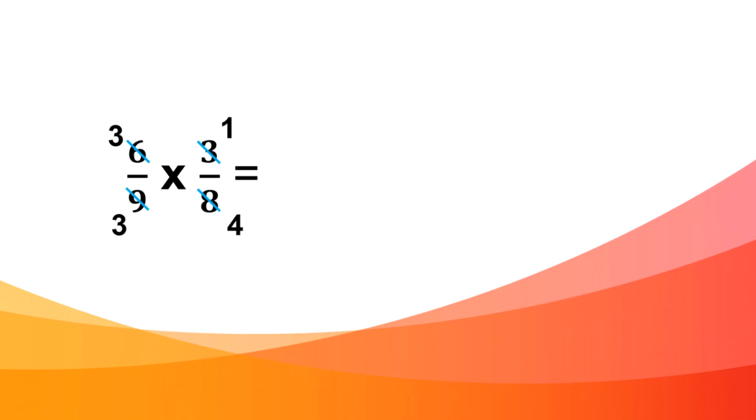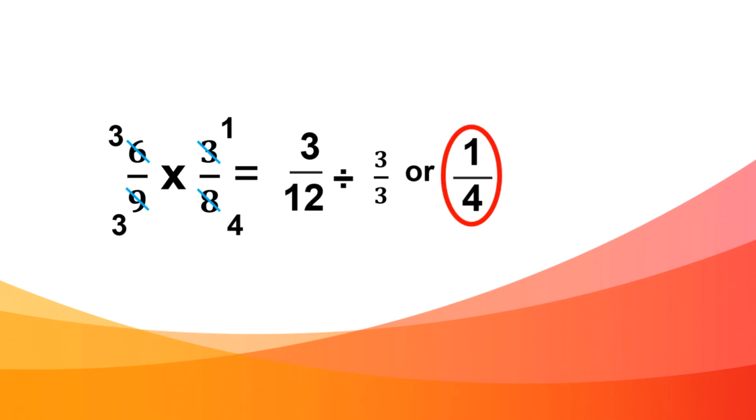So, multiply natin yung numerators natin. 3 times 1, that is 3. 3 times 4, that is 12. So, we have 3/12, but hindi pa rin siya naka-lowest term. So, i-divide natin sa greatest common factor nila na 3. So, 3 divided by 3 is 1. 12 divided by 3 is 4. And that is the final answer. So, 6/9 times 3/8 equals 1/4.